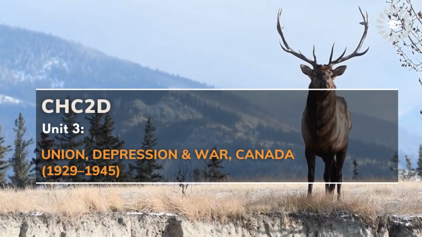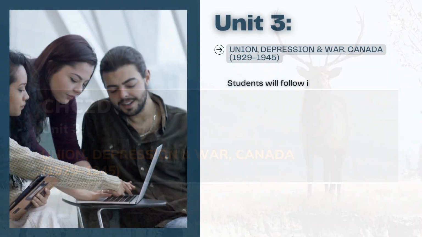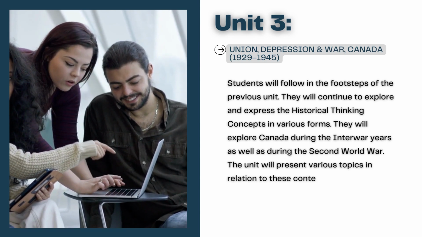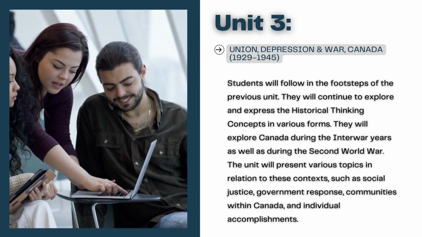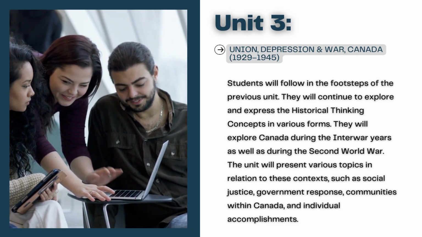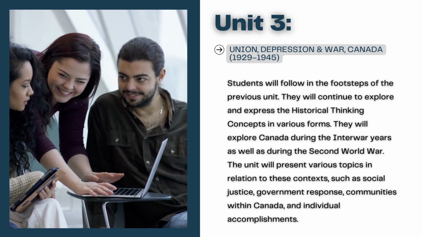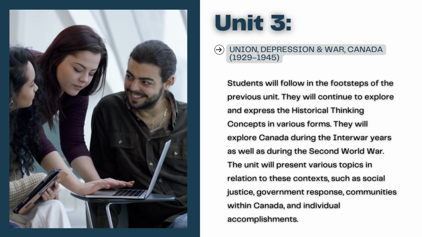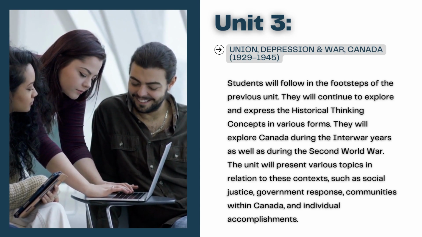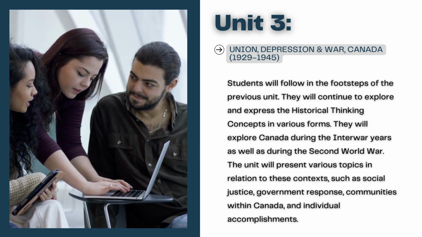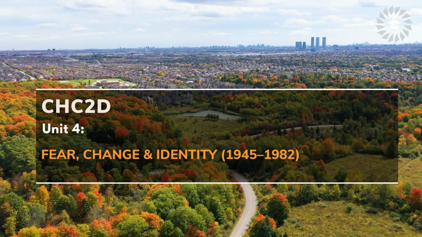Unit 3, Union, Depression and War in Canada, 1929 to 1945. Students will follow in the footsteps of the previous unit. They will continue to explore and express the historical thinking concepts in various forms. They will explore Canada during the interwar years as well as during the Second World War. The unit will present various topics in relation to these contexts, such as social justice, government response, communities within Canada, and individual accomplishments.